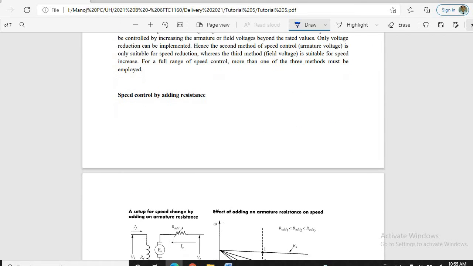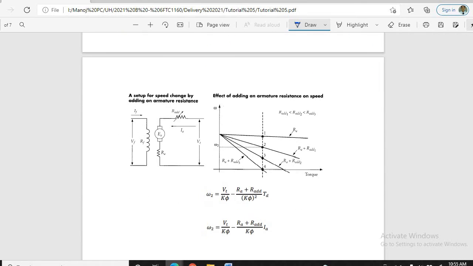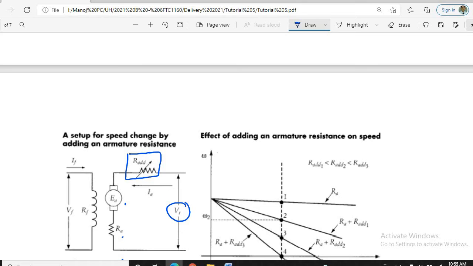Then we'll take a look at how to do the speed control by adding a resistance. You can see this is the field, and this is the armature. VT means the terminal voltage of the armature, RA is the armature resistance, and here you have EA, the back EMF, and this is where we add the additional resistance. We make it a variable resistance.